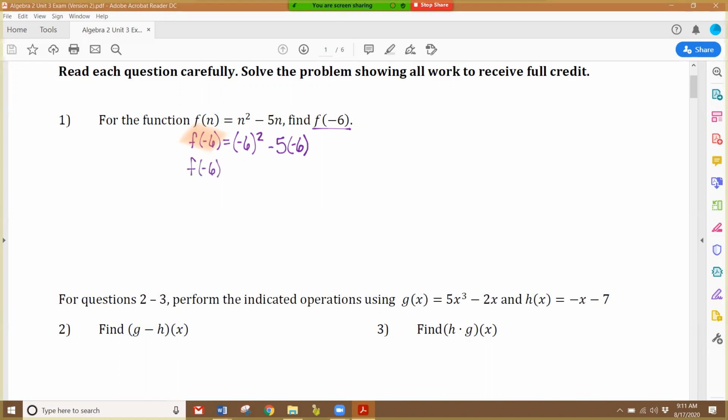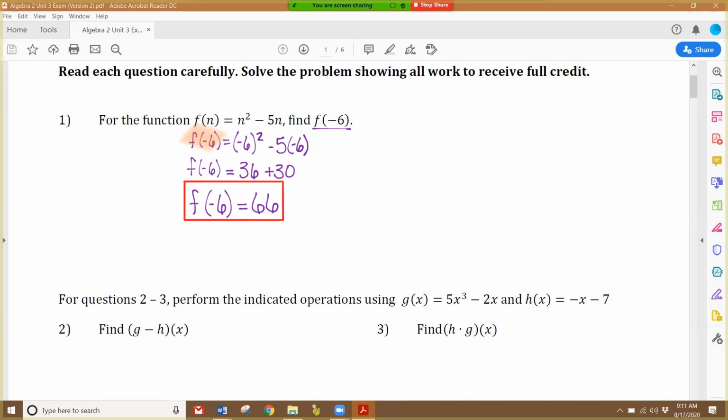So f of -6 equals, then I'm taking -6 and I'm squaring it. -6 times -6 is positive 36. Minus 5 times -6, that is positive 30. So f of -6 equals 36 plus 30, which is 66. And again, we're not doing anything with that f of -6. We're leaving it as it is.